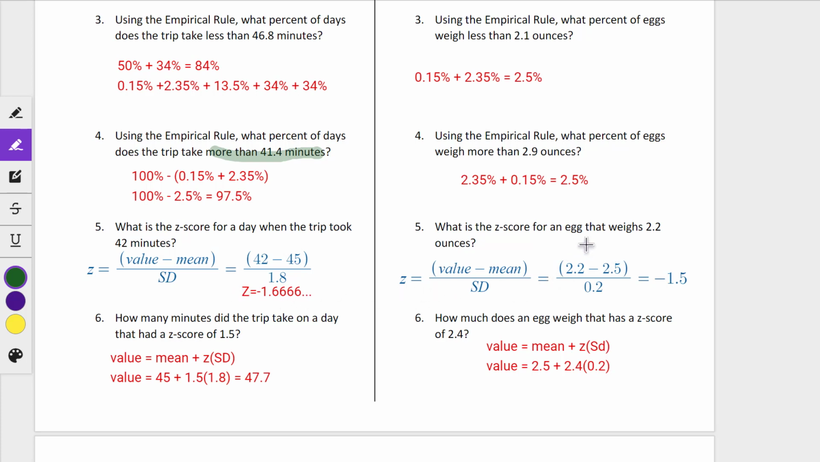Z-score for an egg that weighs 2.2 ounces. You put the 2.2 in for the value, you put the mean from above, which we said was 2.5, and the standard deviation of 0.2, and you get negative 1.5.